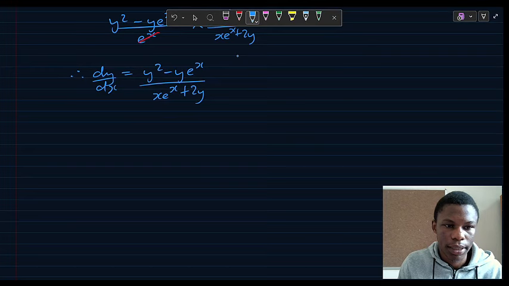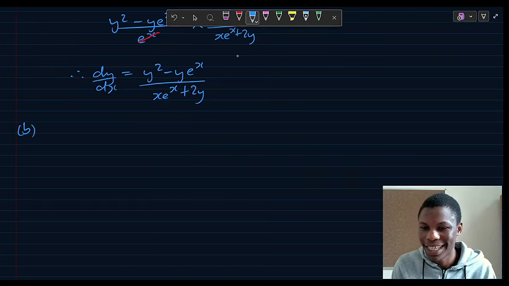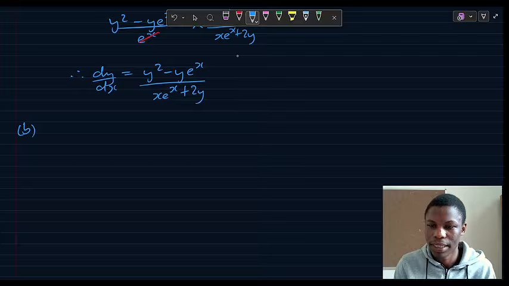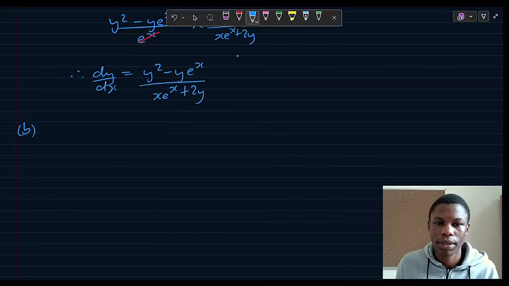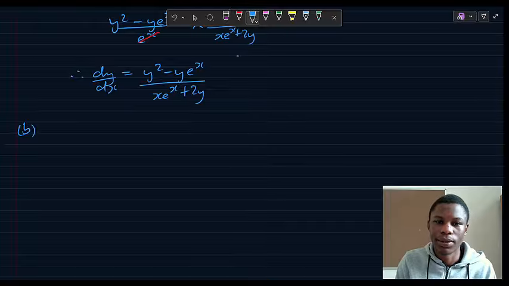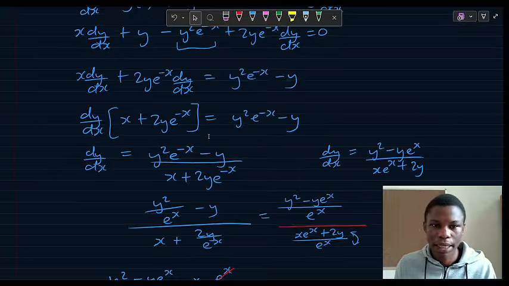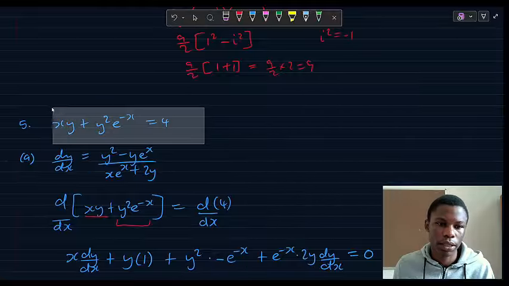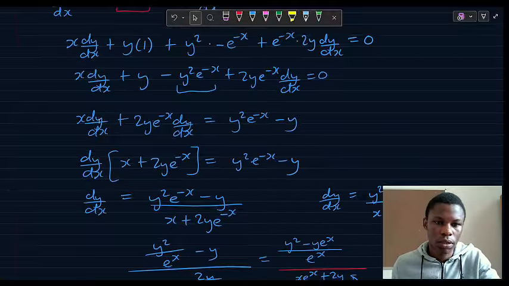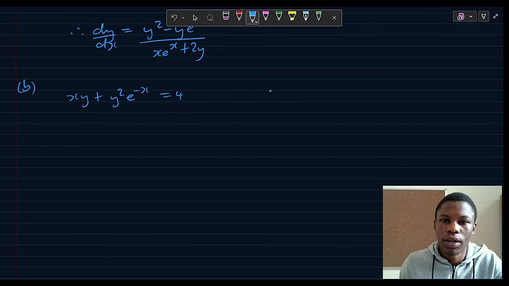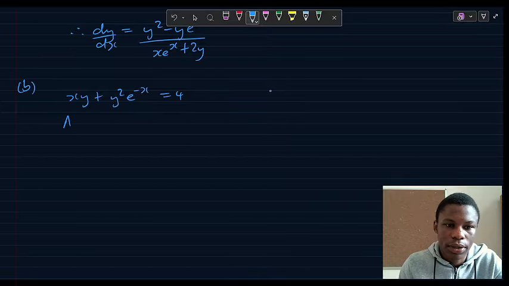Part B says find the gradients of the tangents to the curve when x is equal to 0. Okay, they want gradients of the tangents to the curve when x is 0. So the first thing that we need to do, we can't just go straight into our dy dx and substitute x is 0. We also need to know what y is when x is 0. And for that, we use the equation of our curve. So we need to figure out what is y at x is 0.